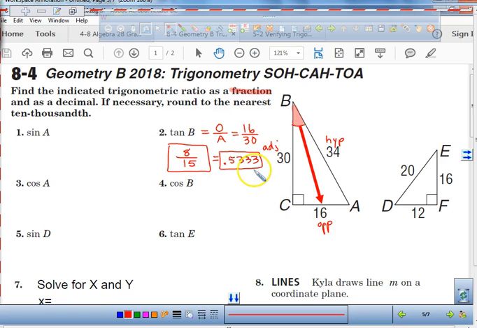So this is your fraction, this is your decimal. I want you to do that for 3, 4, 5, and 6. Good luck.